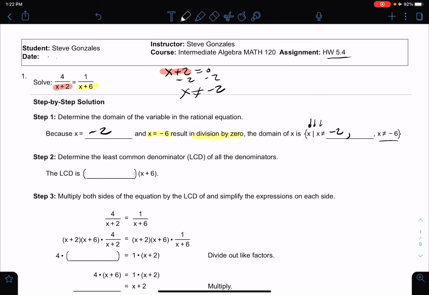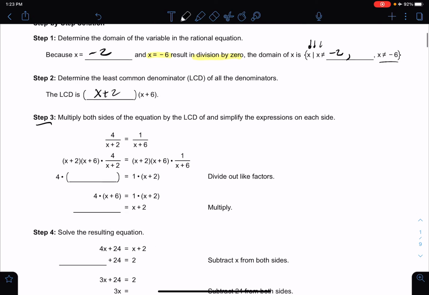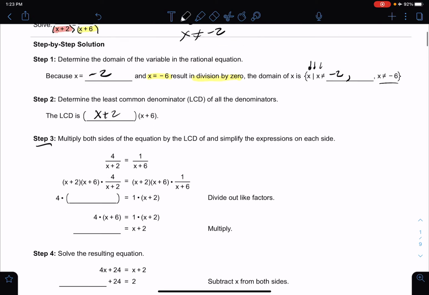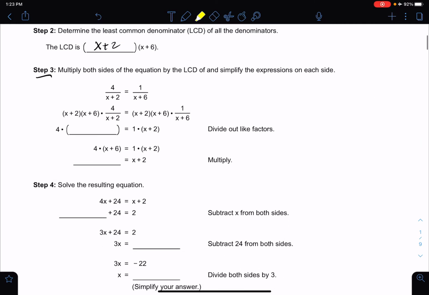Okay, next step, determine the least common denominator. So when we look at these two denominators, or these two factors, I should just call them, these are factored. So my LCD has to have both of those unique factors in it. So the LCD must have x plus 2 times the quantity x plus 6. It's going to have both of those. Okay, now here we are at step number 3. Multiply both sides of the equation by the LCD and simplify the expression on each side. So remember my LCD, I'm going to use yellow for the LCD now. So the LCD is this yellow stuff.